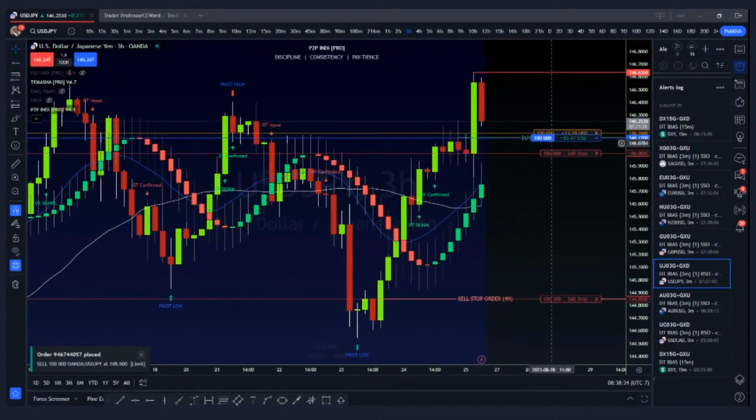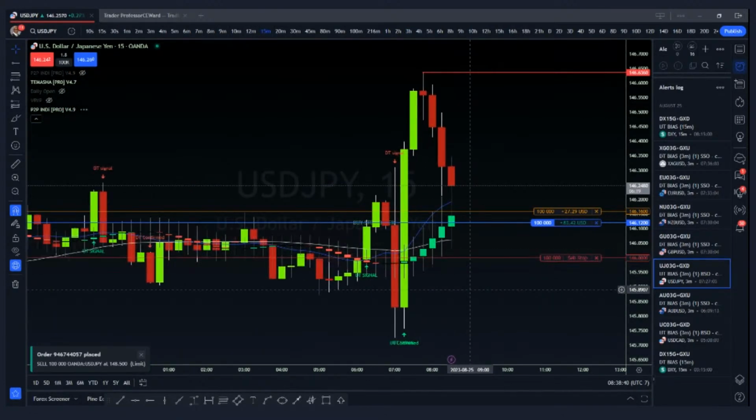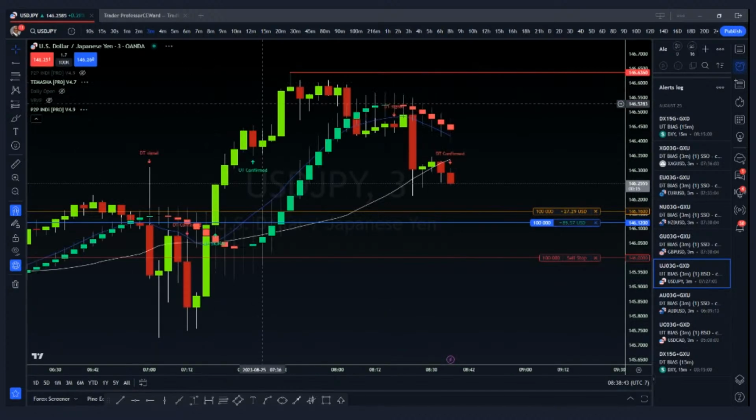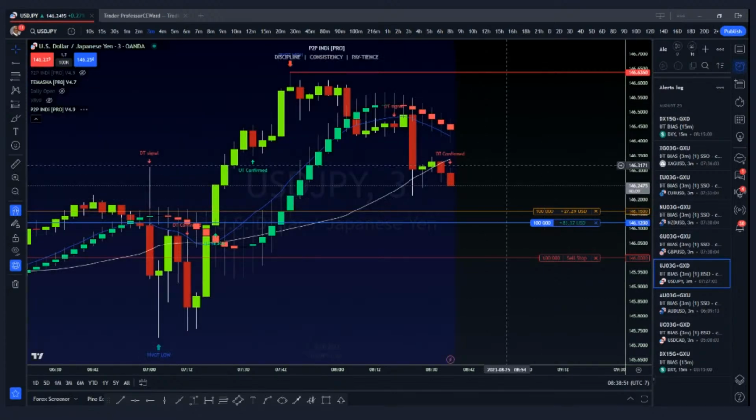All right, so this trade up to 148.50. Look at what they're doing already. Already pulling back. And if they hit it, fine. We'll just do another setup. But 146.63.